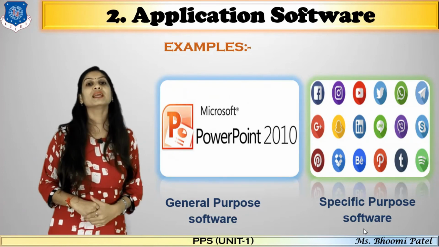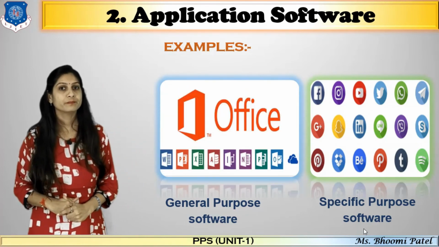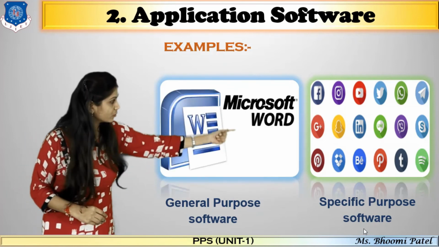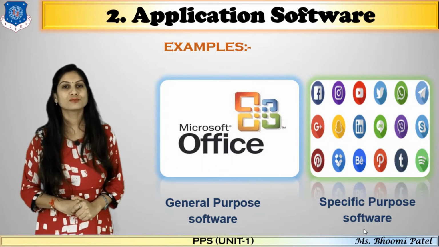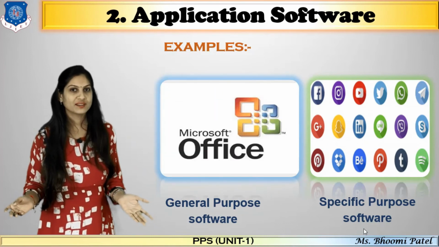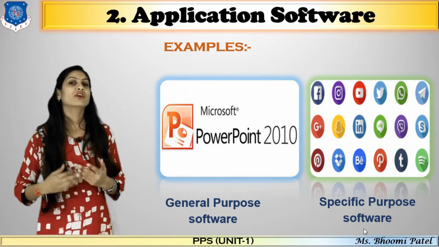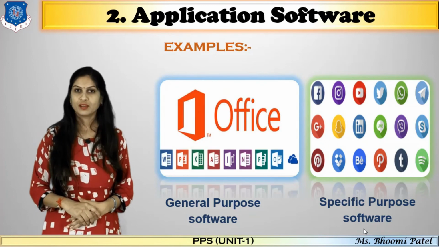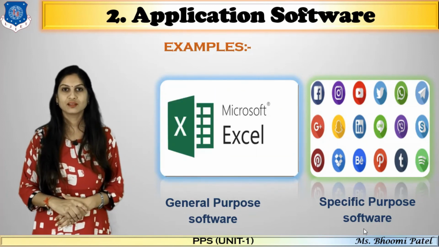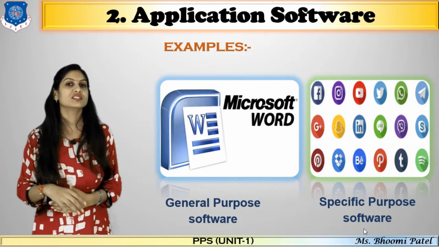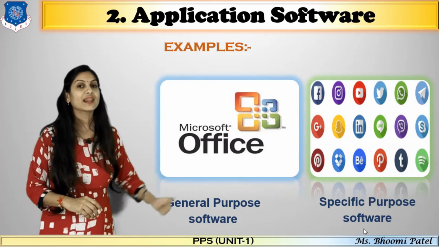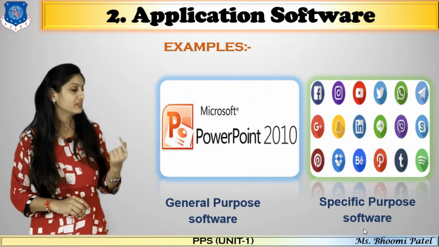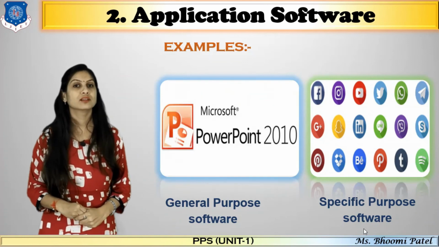Now second is specific purpose, which means they do only one thing. Here you can see WhatsApp. WhatsApp is used for what? You all use it, so obviously you know, for communication from one person to another. Second, YouTube. You also use it for uploading or watching videos. So these are all for one particular specific use, which is known as specific purpose software.